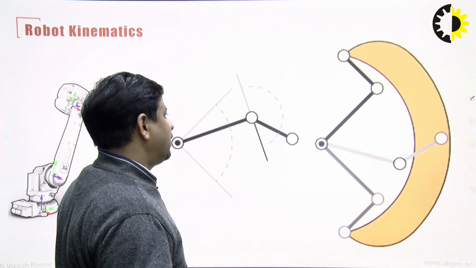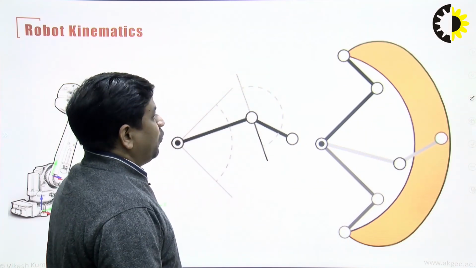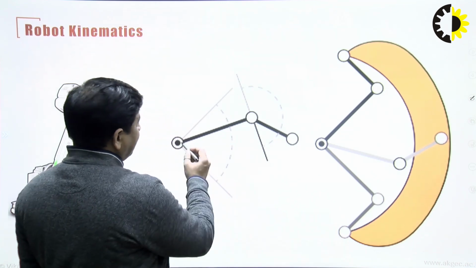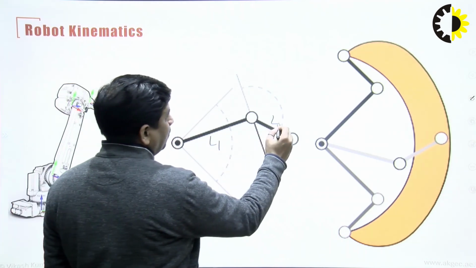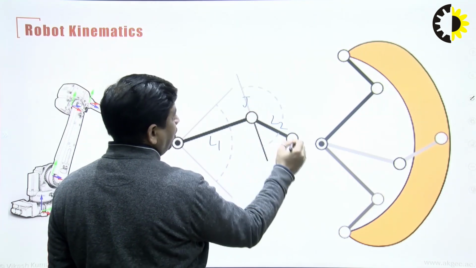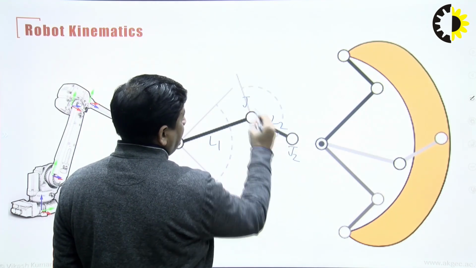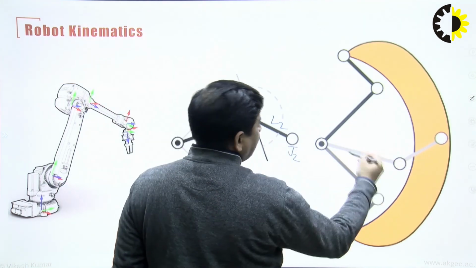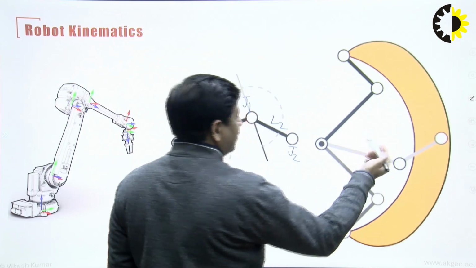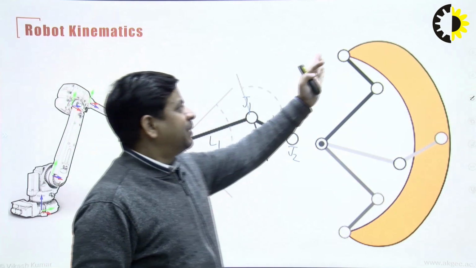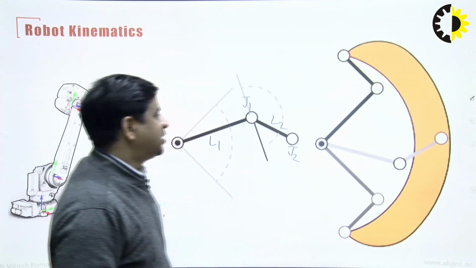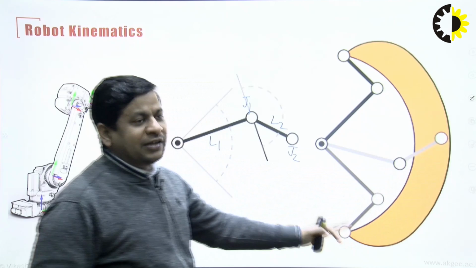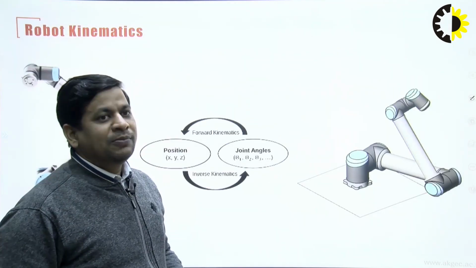Suppose this is our workspace where I have to move. So, this is link 1 and link 2. This is joint 1 and joint 2, you can say. So, with this configuration I can go here, I can go here, I can go here. There are so many solutions because my target is this orange area where I have to put my end effector. So, there are different ways in which I can move.